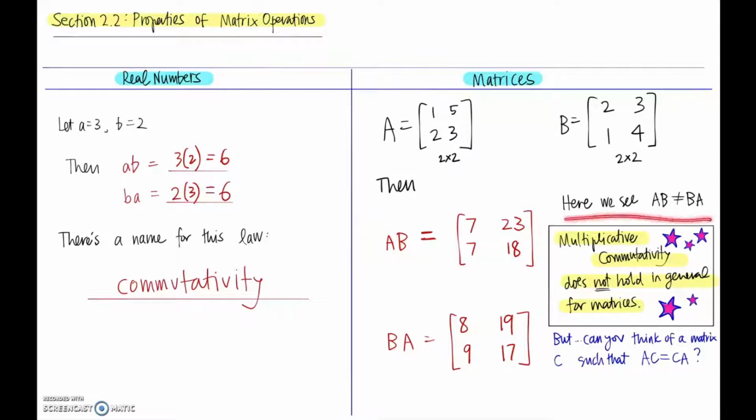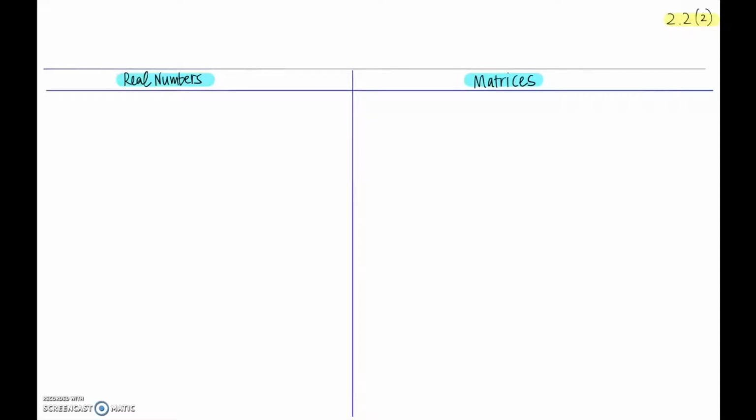So for now, this is the important fact we want to keep in our brains, that multiplication is not necessarily commutative with matrices. Okay, we're going to keep going with the comparisons between real numbers and matrices. Let's say that A equals 5 and B equals 7, and we also know this relationship, that AB equals AC. Then could we determine what C is? So can we find C?